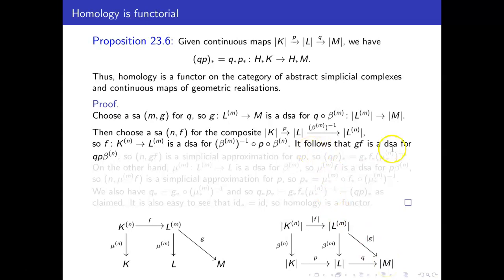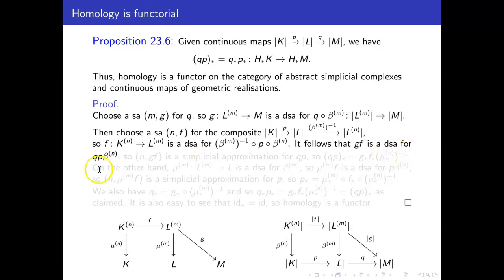And we want to claim that GF is a direct simplicial approximation for that. And that's true just because direct simplicial approximation is compatible with composition. So G is a direct simplicial approximation for this guy, and F is a direct simplicial approximation for this guy. So GF is a direct simplicial approximation for the composite, but when we compose this with this, then the beta bracket M here will cancel with the beta bracket M inverse there, just leaving us with QP beta bracket N.